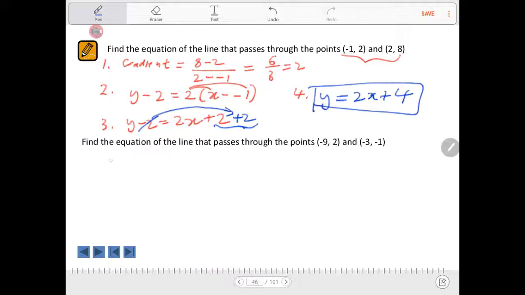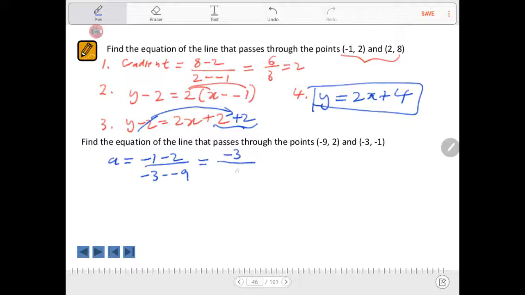So step 1 is to find the gradient. I'll just call gradient A this time. And we've got negative 1 take 2 over negative 3 take negative 9. So there's lots of negatives all over the place here. That's what makes this one a little trickier. So negative 1 take 2, negative 3. Negative 3 plus 9, 6. So negative 0.5. Okay, there's step 1 done.